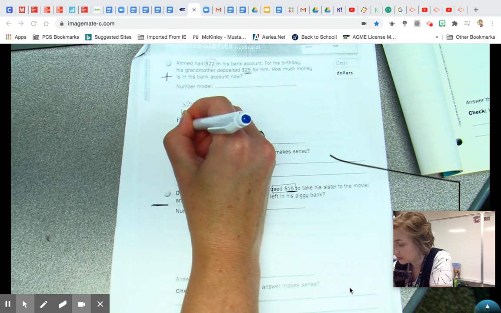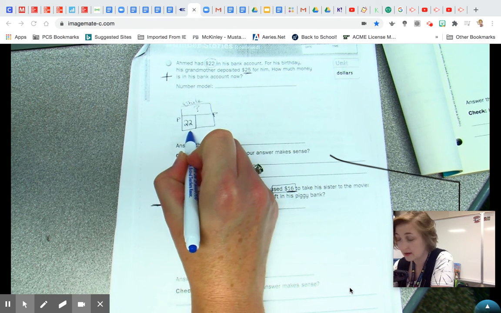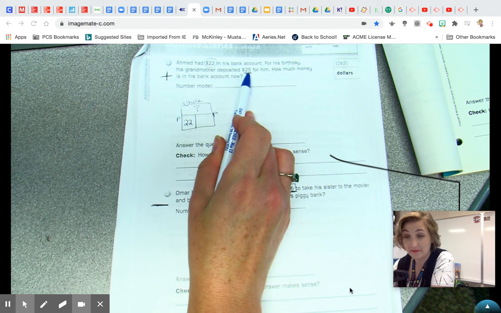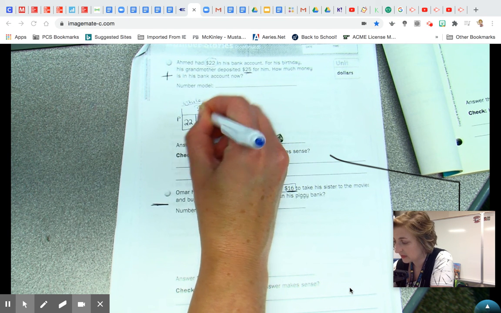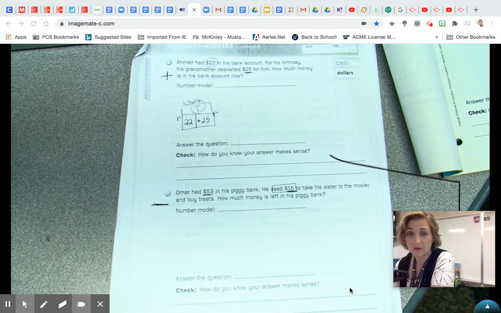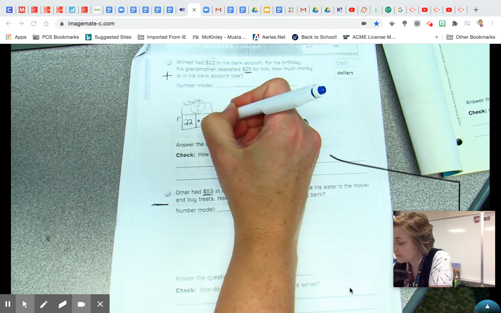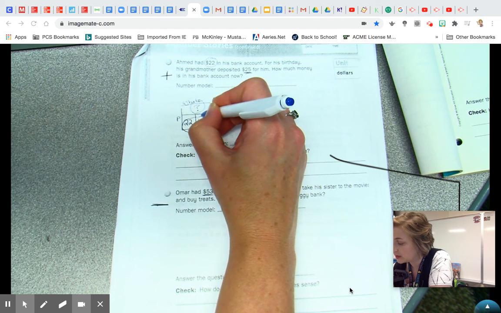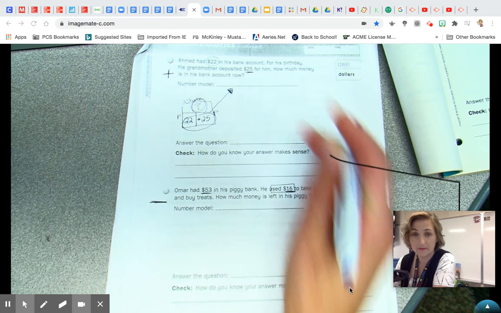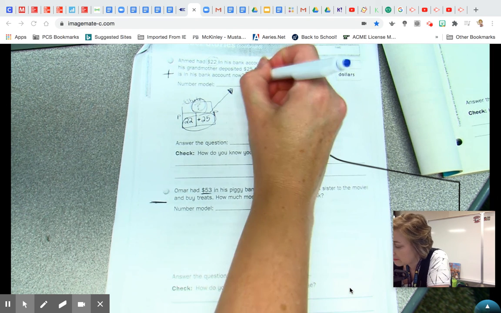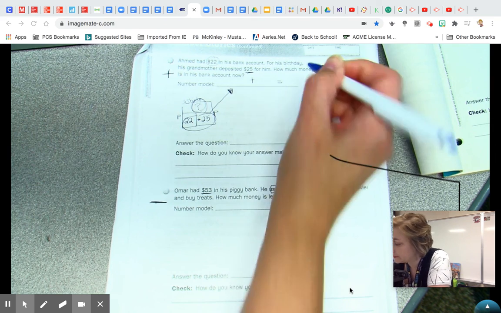Part number one is $22. Okay. And she gave him 25. I need to add those together to come up with my whole. Okay, so you're going to take this information and your question mark and put that in your number model. Okay, so you should have a math problem right here.